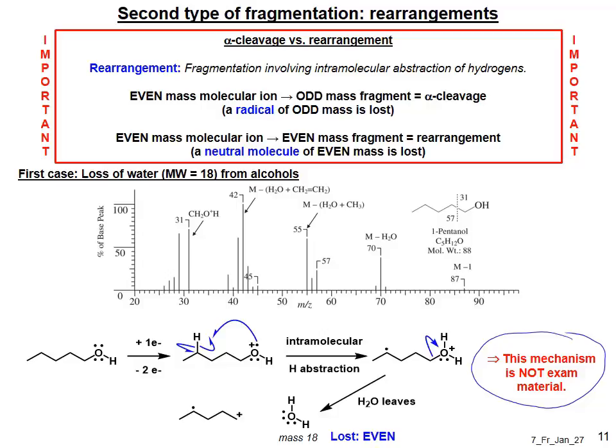What you really want to know, though, is that losing water, mass of 18, is very, very common for alcohols. We're losing water as a mass of 18. That's an even mass. That's why when we have a loss of an even neutral molecule, we go from even to even.